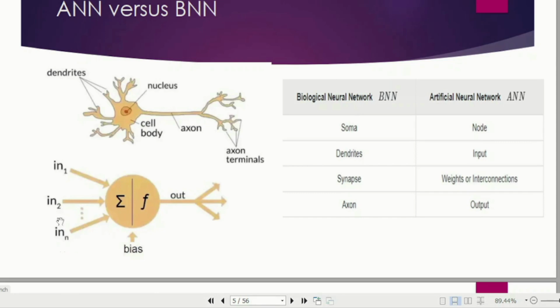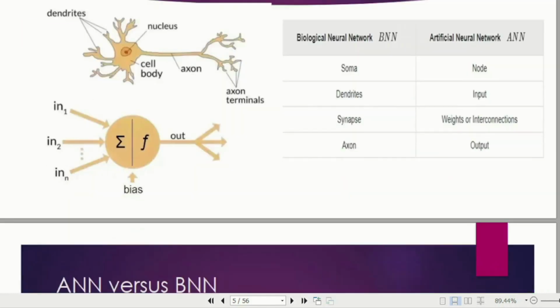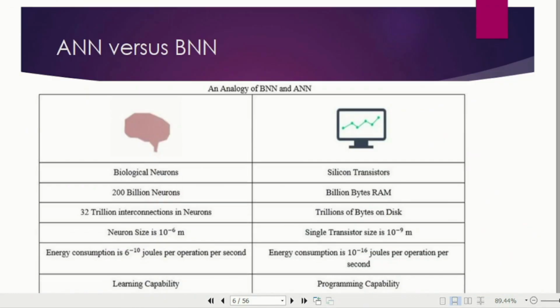Inputs are numerous, and a number of inputs are given. Bias is a very important term we will discuss over here. Then summation of input and the weights. Afterwards the activation function. Then we will predict some kind of output at the end. So I'm going to move forward to the next slide. Then ANN versus BNN.